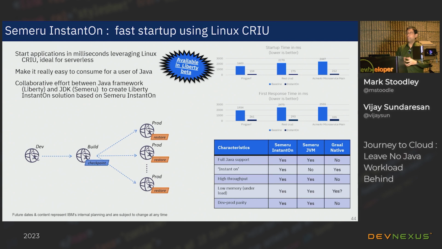A lot of work in Instant On actually hasn't been around performance because just this model achieves super fast startup anyway, but it's been about usability. So it's around shielding the end user from the complexities of Linux CRIU.